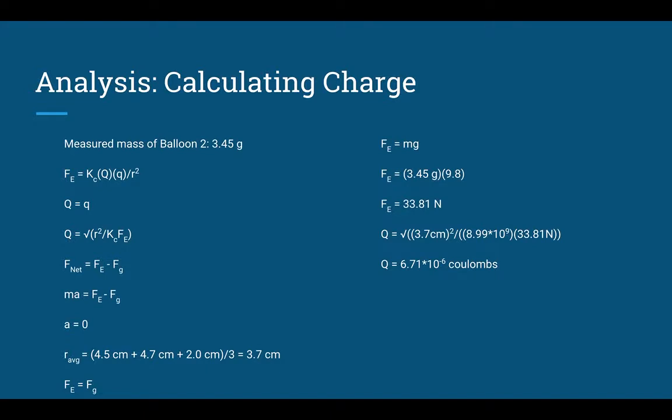We rearranged Coulomb's law to solve for Q. Because we charged the 2 balloons in the exact same manner, they were equally charged and should be equal. Then, using the F-net and Newton's second law, we were able to solve for Q as shown.